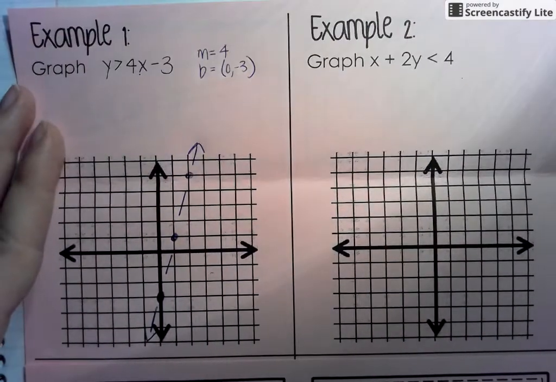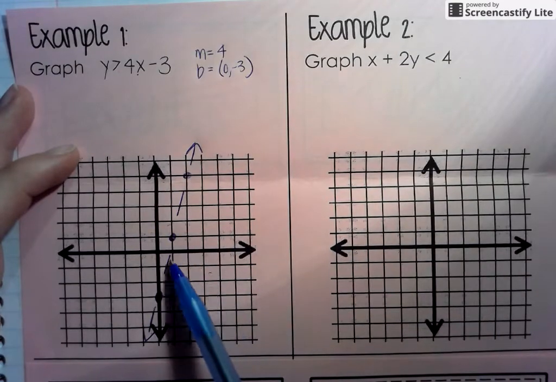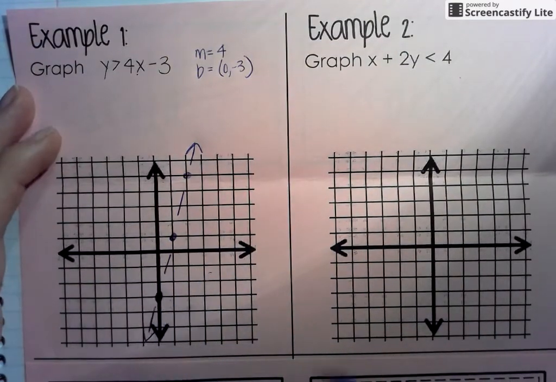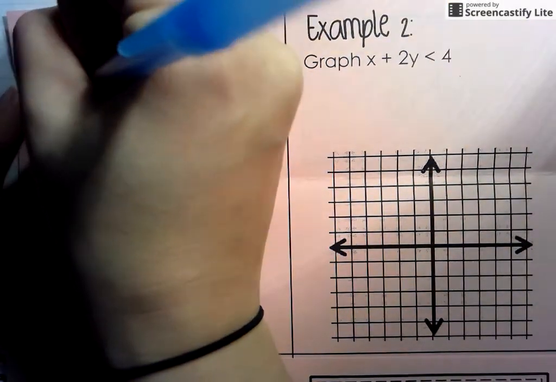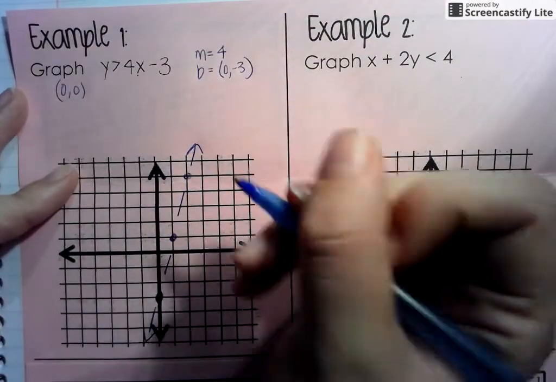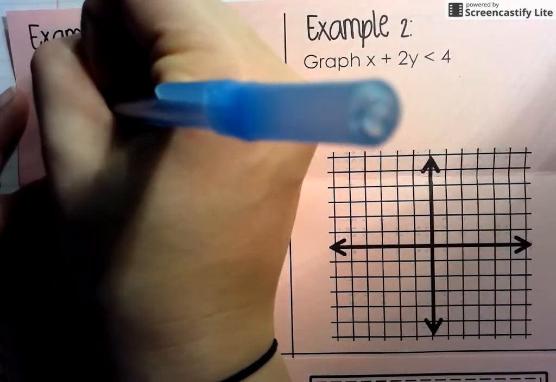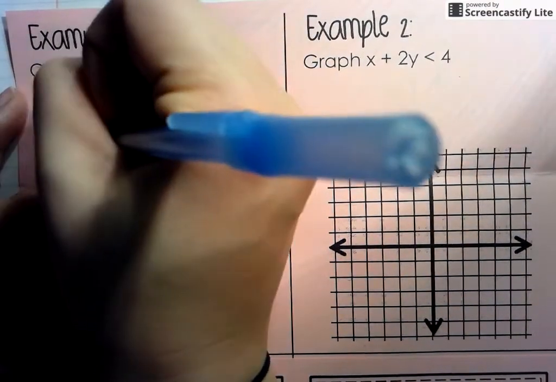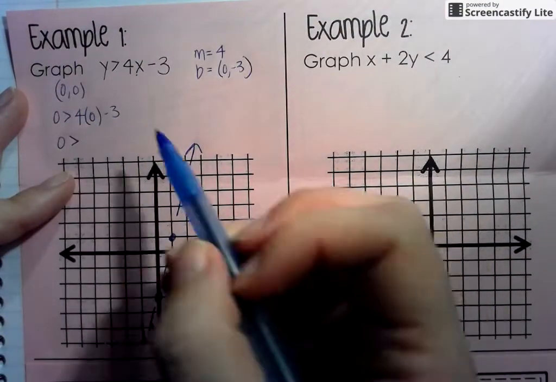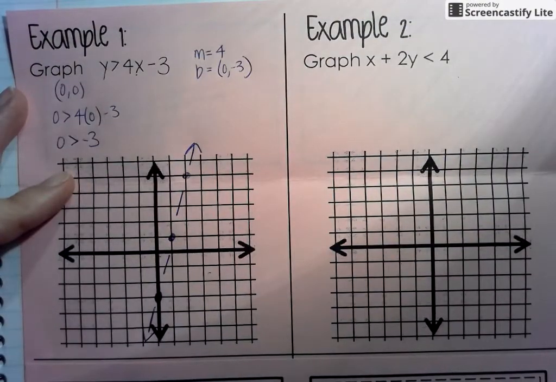Now, we have to determine which side we're going to shade because that's going to show us where our solutions are correct. So you want to either choose a point to the left or right of the line, and I always choose 0, 0 if it's available. In this case, it is. So you're going to take the point 0, 0, and substitute it into the equation. So you have 0 is greater than 4 times 0 minus 3. 4 times 0 is going to cancel, so it would be minus 3. So 0 is greater than negative 3.